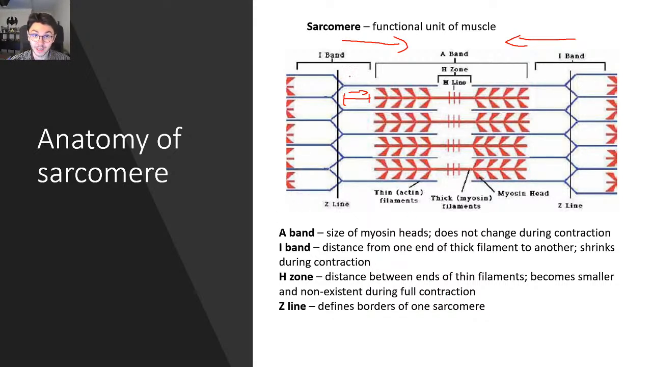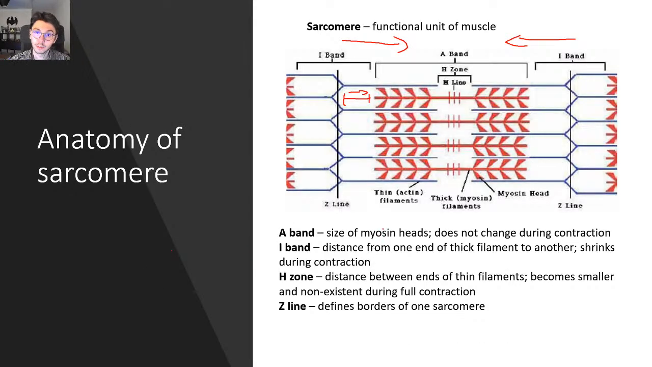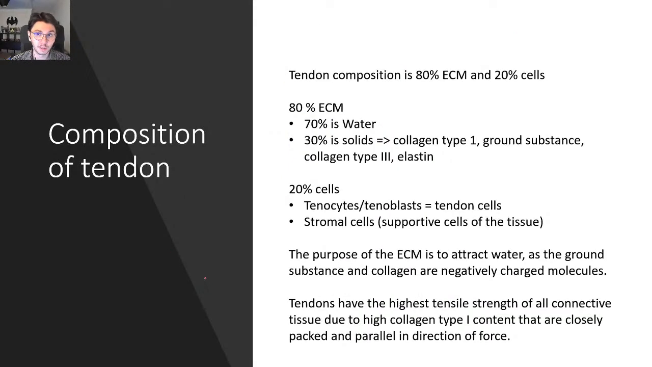The Z line or the Z discs are the borders of the sarcomere. Now, if you look at this on a microscope or from a histology sample, you'd see many Z lines, and all of these would demarcate one sarcomere, another sarcomere, and they would all be next to each other. So that's the anatomy of the sarcomere. That's all for the muscles. Now we're going to move on to the tendons.